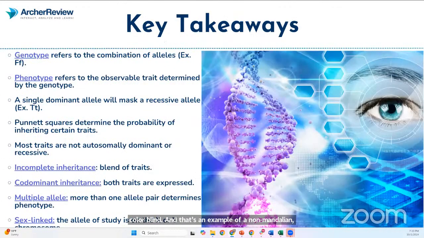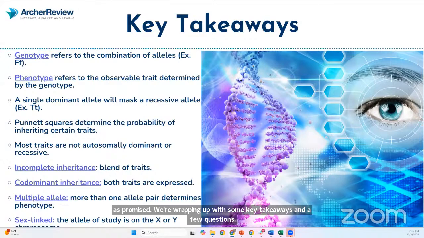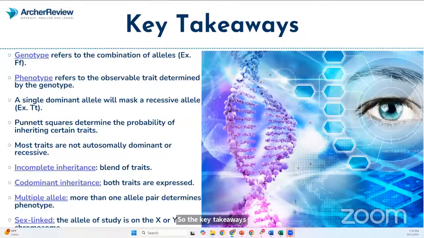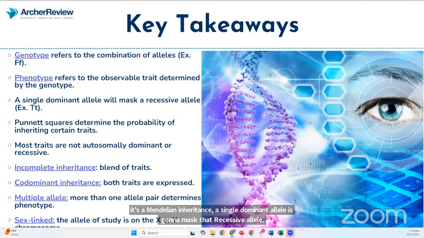All right, as promised, we're wrapping up with some key takeaways and a few questions. So the key takeaways from the laws of inheritance. First, start with genotype versus phenotype. Genotype is the combination of alleles, the capital F, lowercase f, capital B, and so on. Phenotype is the observable trait that the gene determines. If it's a Mendelian inheritance, a single dominant allele is going to mask that recessive allele. We can use Punnett squares to determine the probability of inheriting certain traits.